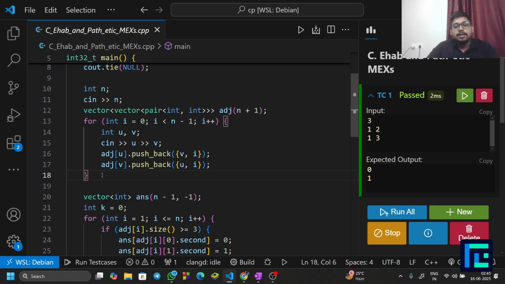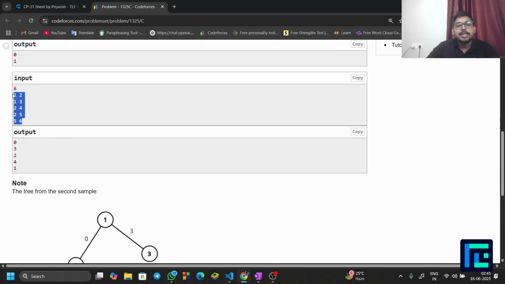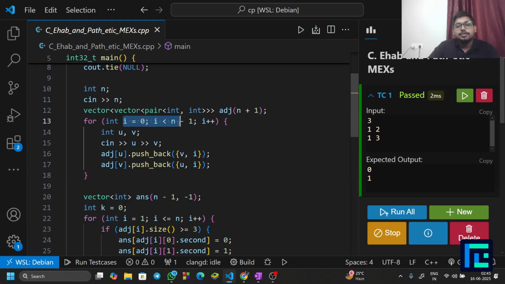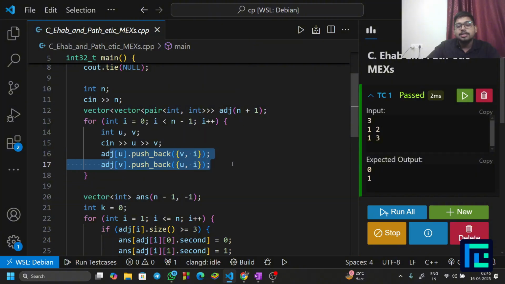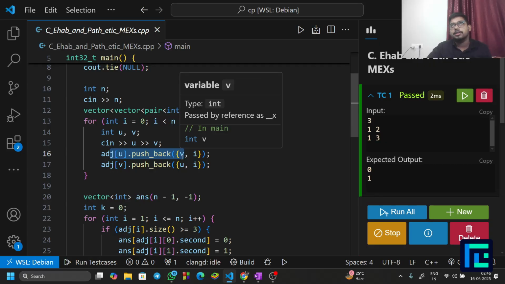So in the n minus 1 edges that I'm getting as input, I'm assigning them an index i from 0 to n minus 2. I'm storing that the edge from u to v has an index i, and the edge from v to u also has an index i, because that's the same edge actually. So I'm assigning an index to that edge, so that finally while calculating my answer, I can assign the label that this edge from u to v should have.